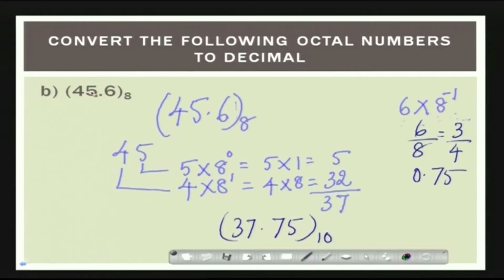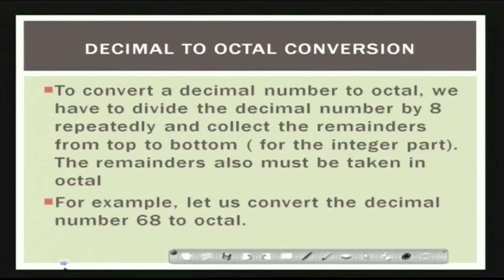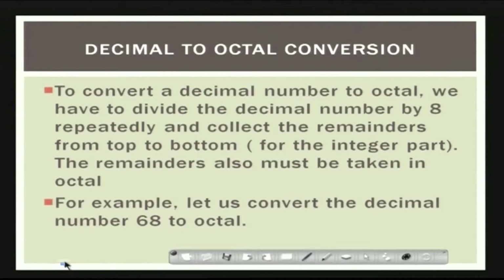Any digit that comes to the left of the octal point should be multiplied with its weight 8 power 0, 8 power 1, 8 power 2 and so on, starting from the least significant digit. When it comes to the right of the octal point, we should take the weights as 8 power minus 1, 8 power minus 2 and so on.